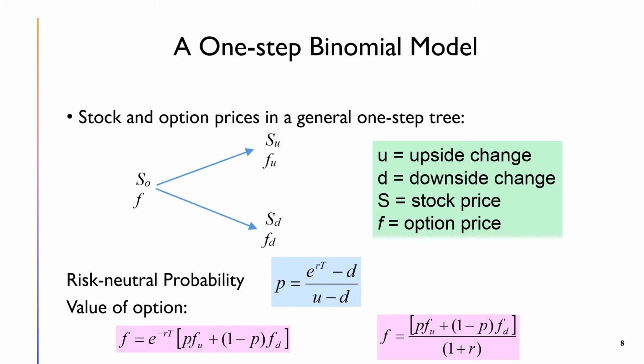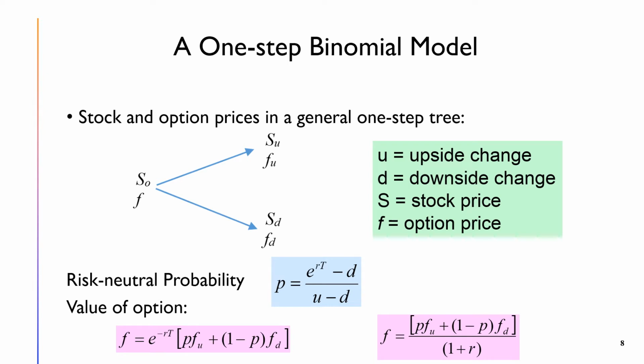This slide shows the key symbols and formula for the one-step binomial model. S0 refers to the stock price at time 0. U means upside change, and D stands for downside change. SU is the share price with upside change. SD is the share price with downside change. F stands for the value of the option. P stands for risk-neutral probability. I will explain further about risk-neutral probability in the next slide.